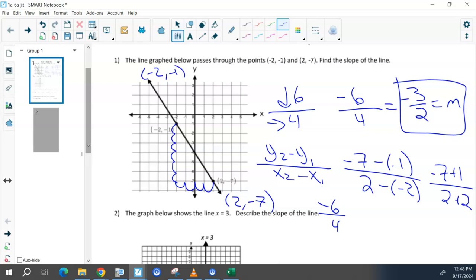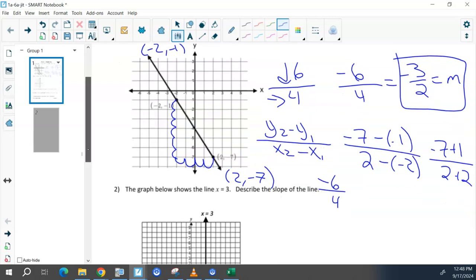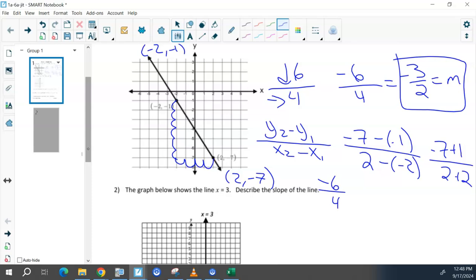Questions on that one? Did you have a question? Say that one more time. Yeah, so counting would probably be easier than doing the slope formula, but you could do either way.